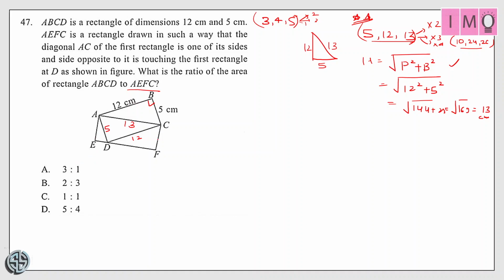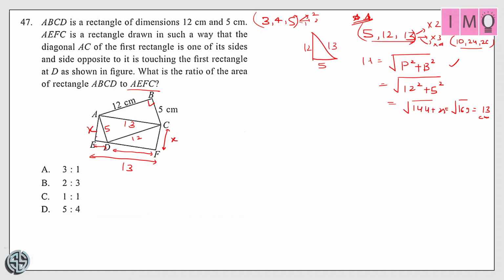Now we need to find somehow this length. How will we find it? What can we do? We know that this length is 13, because AC is 13, and ACFE is a rectangle in which AC is 13, so EF will also be 13. So I will try to find this length and this length and equate it to 13 centimeter. So let's assume that the breadth of the rectangle is x, right?